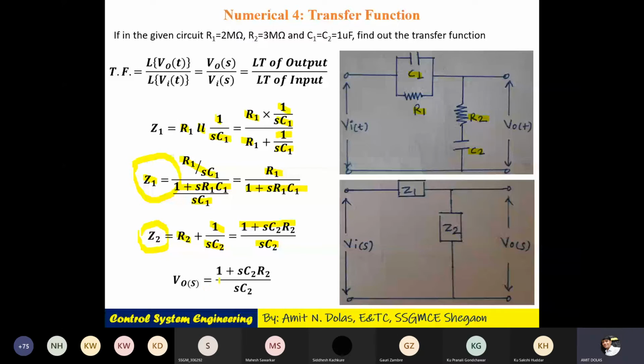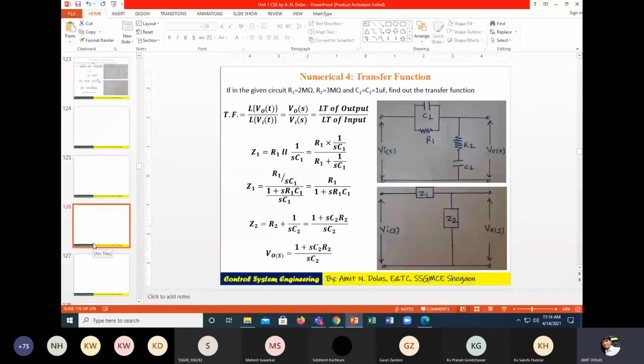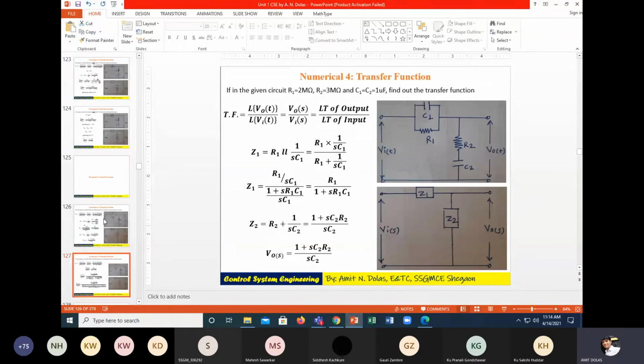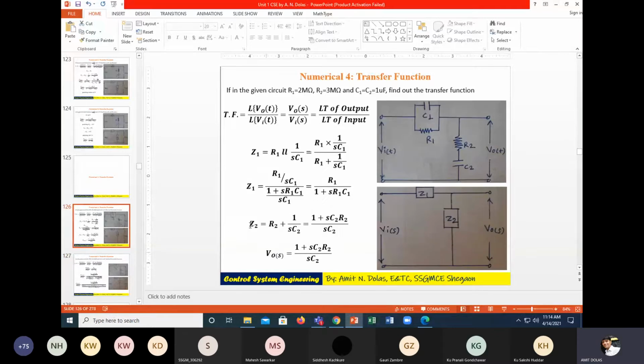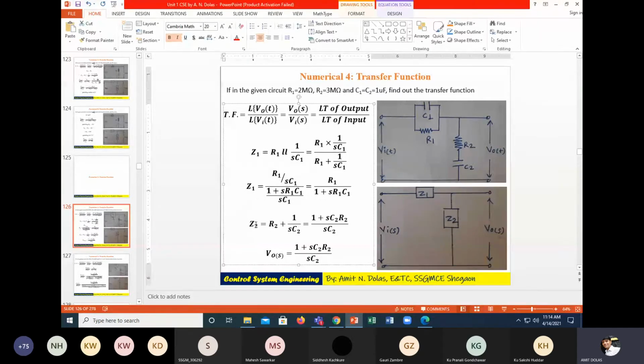I made a mistake here. This is a typing mistake. So this is actually Z2. I'm sorry.